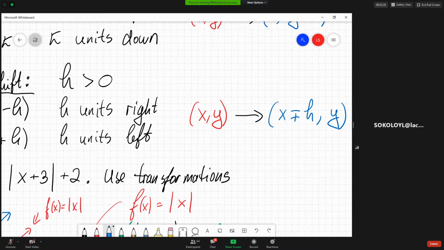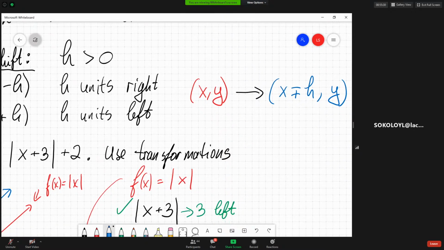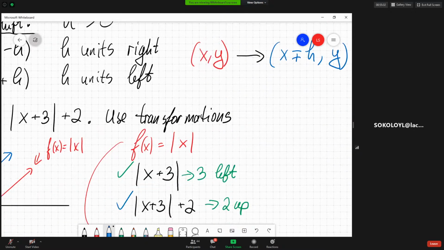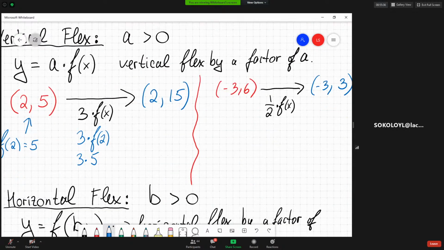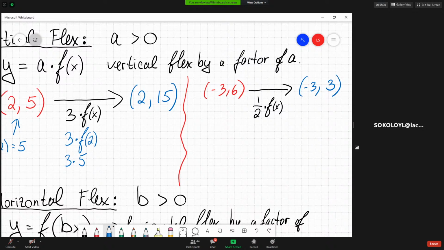When we introduce vertical flex, then an ordered pair x comma y is going to keep the x value because it's a vertical flex. So the x value is staying the same, but the y value is getting multiplied by a factor of a.